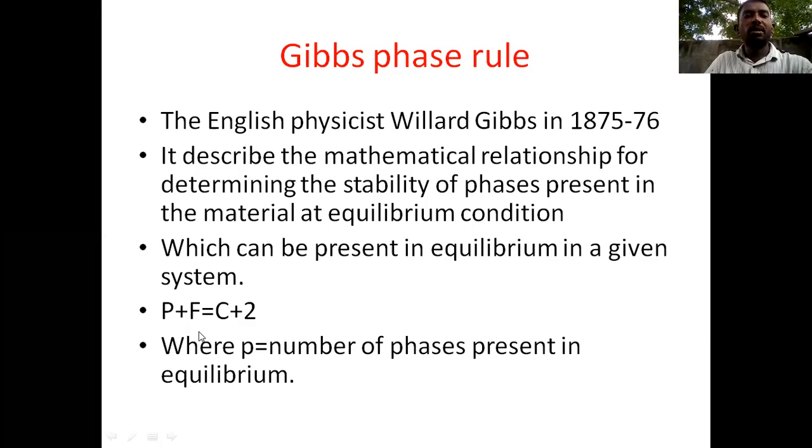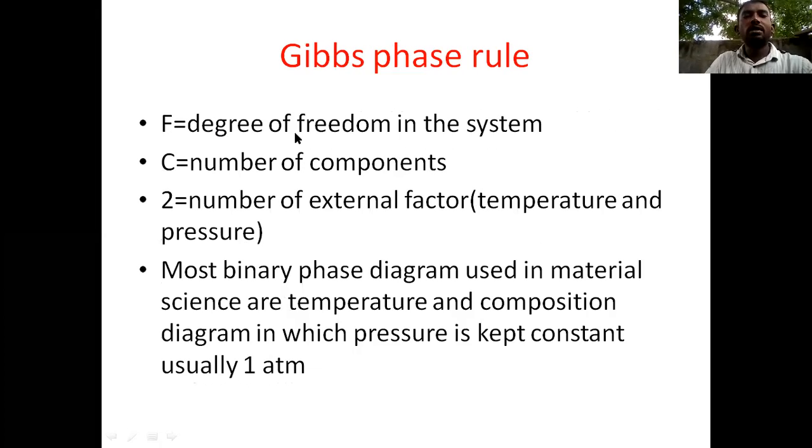What is the meaning of P? P is the number of phases present in the equilibrium. What is F? F is the degree of freedom in the system. What is C? C is the number of components. What about 2? 2 is the number of external factors. External factors are nothing but temperature and pressure.